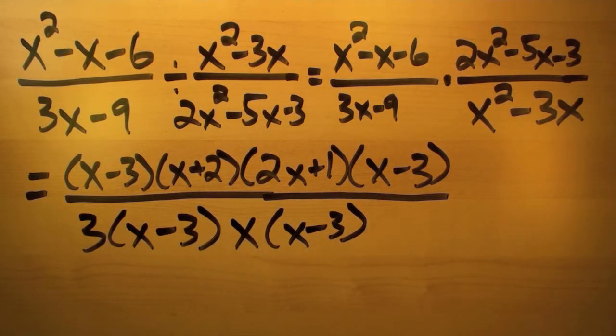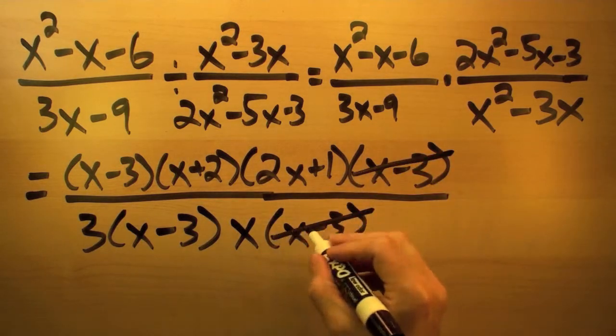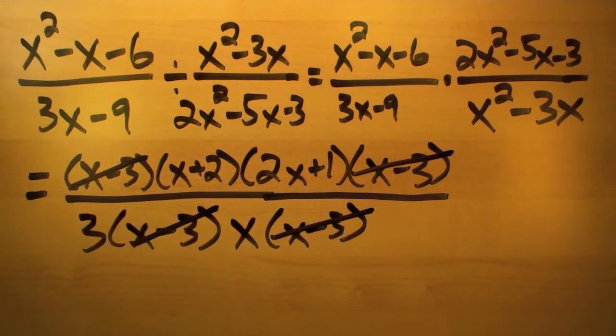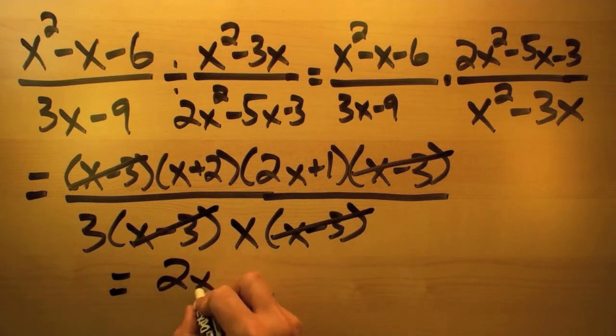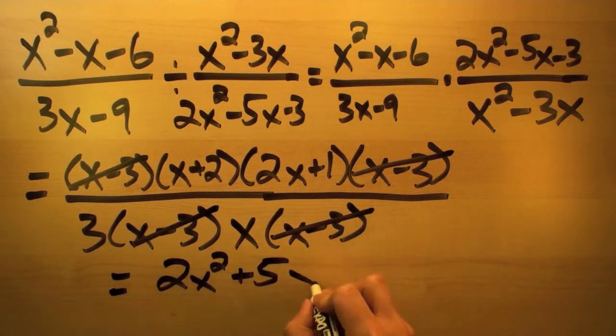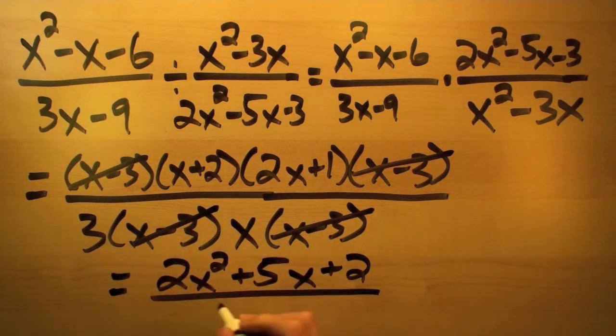Now we look for common factors and see what we can divide the top and bottom of this fraction by to simplify it. X minus 3's go away, x minus 3's go away there, leaving us with, as before, 2x squared plus 5x plus 2 over 3x.